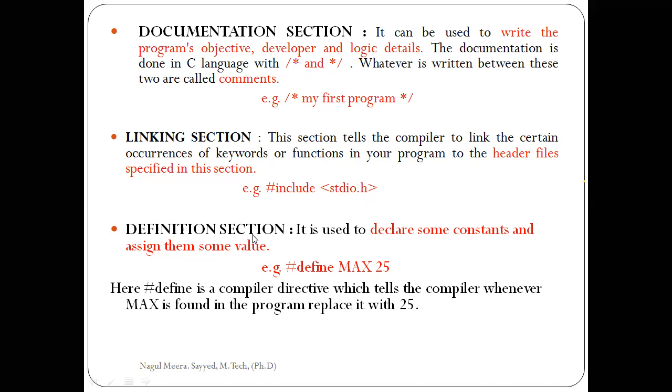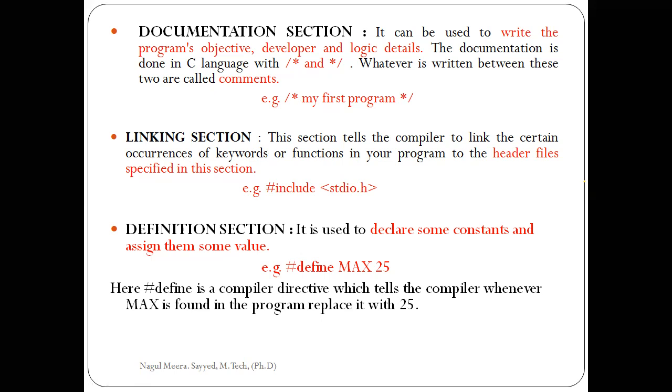Next one, the definition section. The definition section is optional. This is used to declare some constants. We may or may not write it, depending upon the program. Sometimes this definition section is compulsory, but sometimes it is not. That depends upon our program.